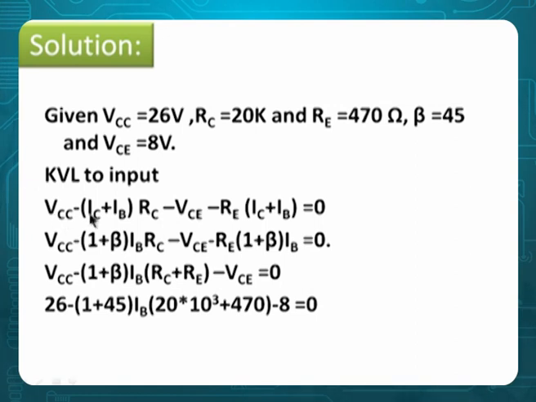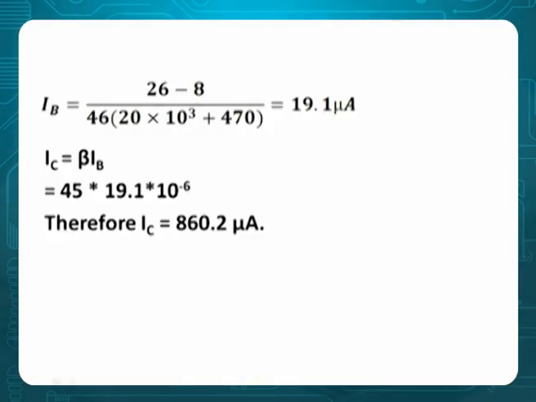So VCC minus (IC plus IB) into RC minus VCE minus RE into (IC plus IB) is equal to 0. That's input KVL. From there you can estimate and say IC equals beta times IB, and the only unknown becomes IB, and solve for IB there. Once IB comes, IC will automatically come as beta times IB. Therefore IC is this much, 860.2 micro.